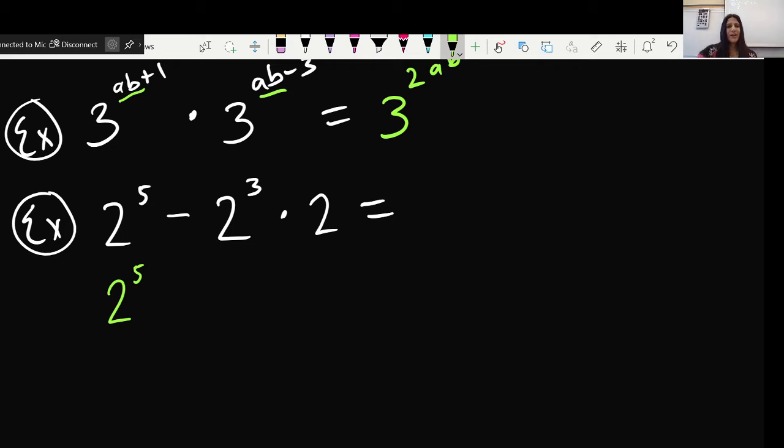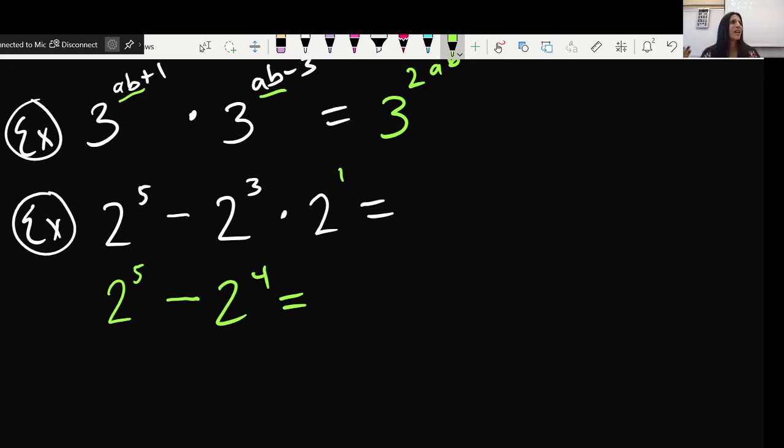2 to the power of 5 minus, because we can't use our power or our exponent laws when we have a minus sign in between, right? So we're sort of stuck. Like we can't add them together or whatever. But we can add this part. That would be 2 to the 4. So we're getting there.